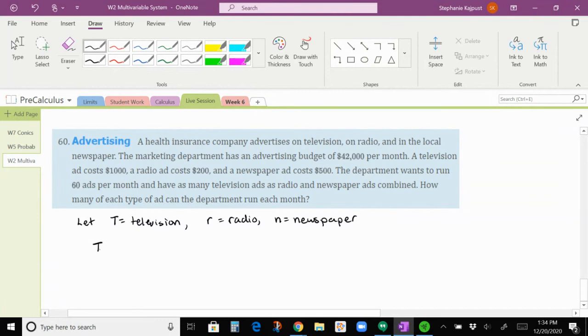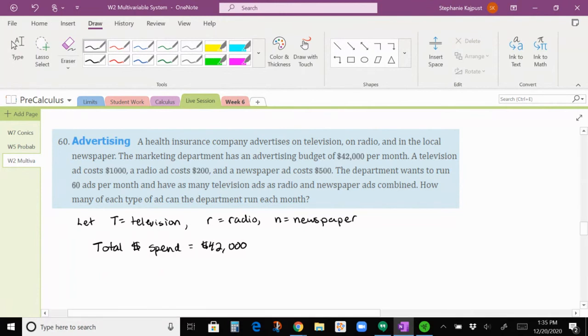So what that is telling us is that the total money that we can spend is equal to 42,000. And total always means that you're adding. So we're going to be adding our costs together. So this is going to give us some equation where we're adding things together, and they're going to equal 42,000.